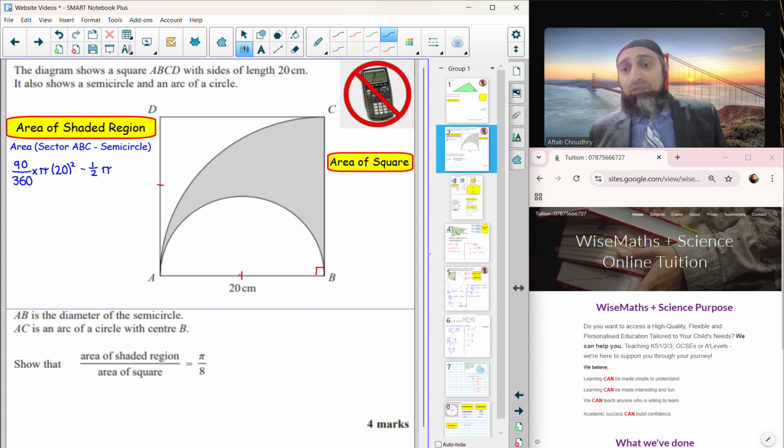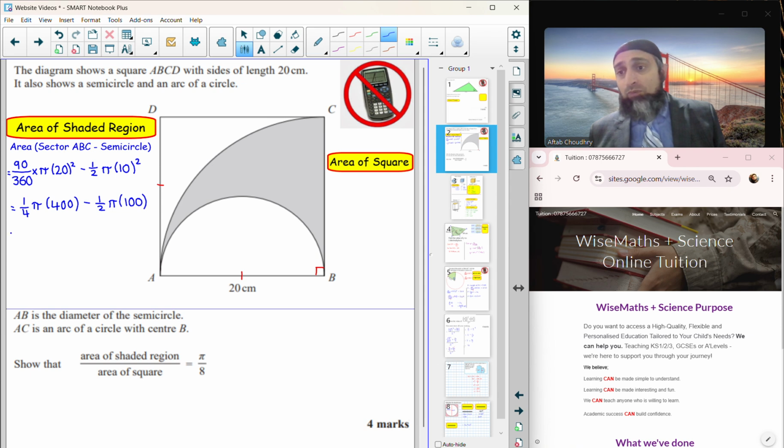Pi times, and in this instance, because AB is the diameter of 20, therefore the radius is going to work out to be half of that, which is 10. So pi times radius squared, and therefore you're going to get something like this. 90 over 360 is a quarter, multiplied by pi, multiplied by 20 squared, which is 400. And we subtract that from a half, multiplied by pi, multiplied by 10 squared, which is 100.